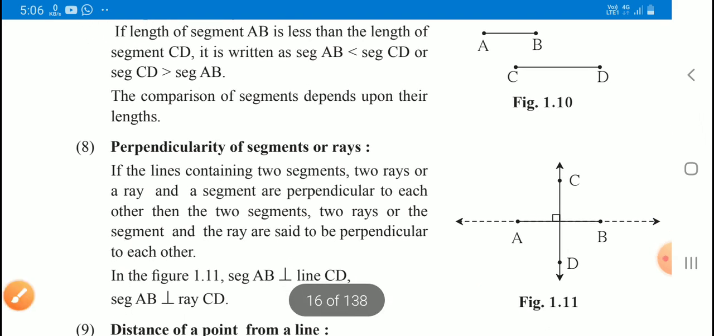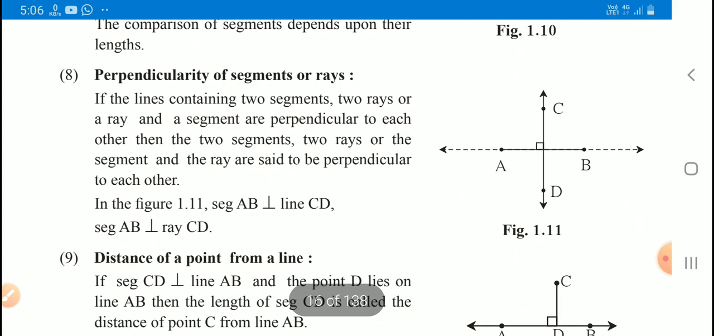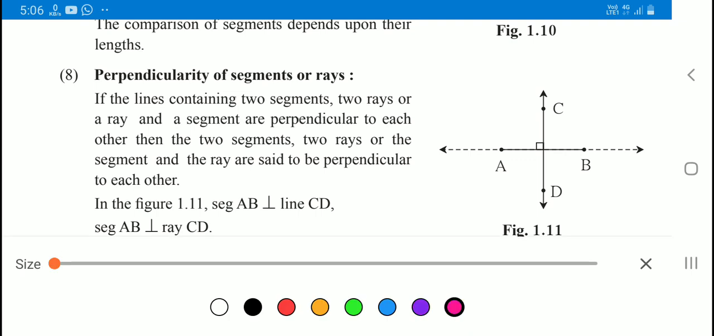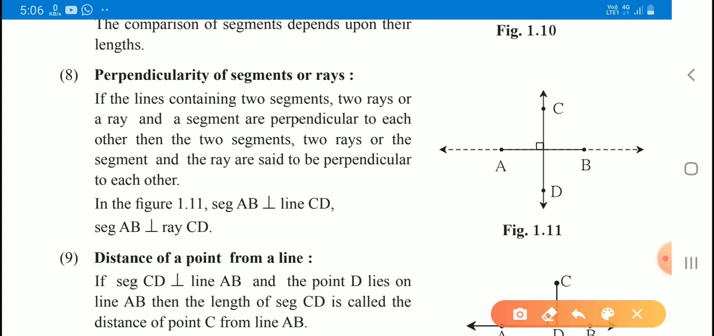Now next we will see the perpendicularity of segments or rays. Keep in mind, perpendicular means whatever angle the lines make, it is exactly 90 degrees. Here they showed the angle made by the lines AB and CD, or the line segments AB and CD. This angle is 90 degrees. Here all these angles are 90 degrees, which means these are perpendicular lines.